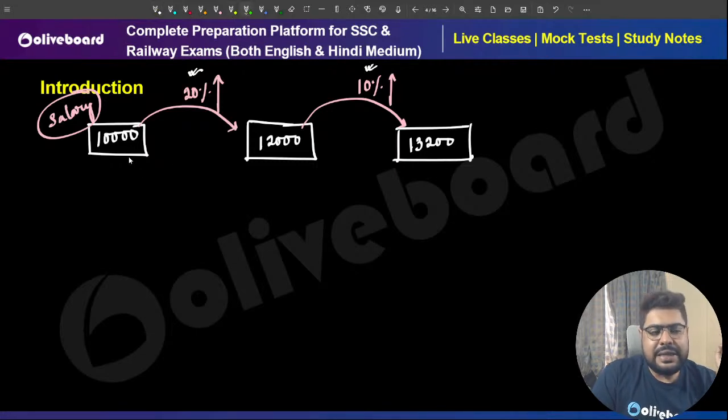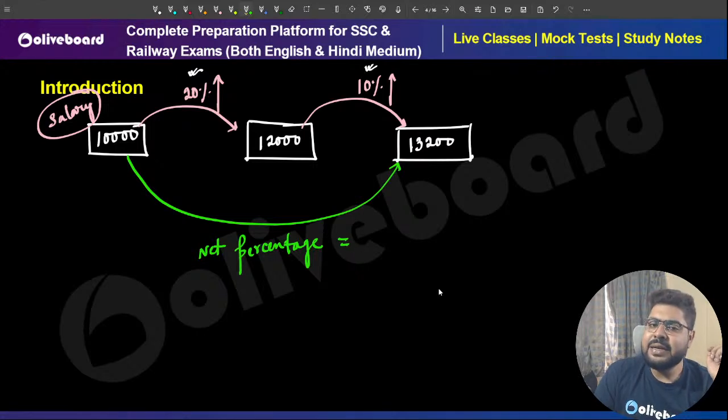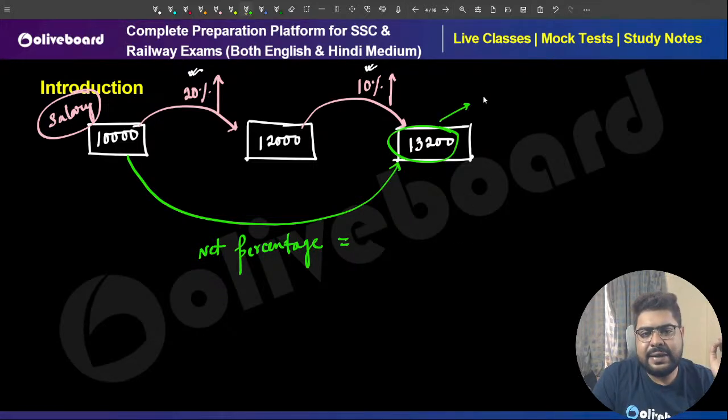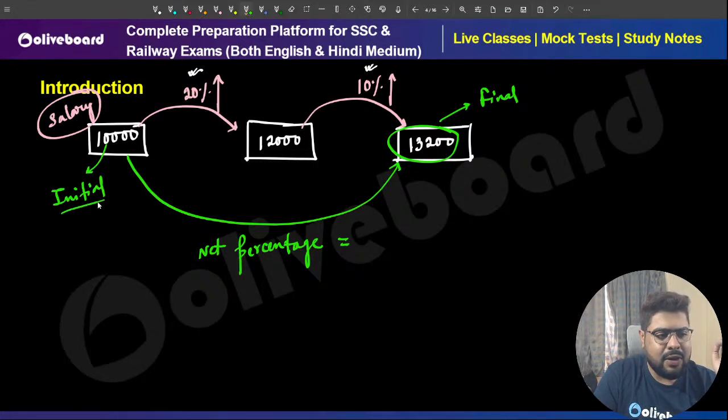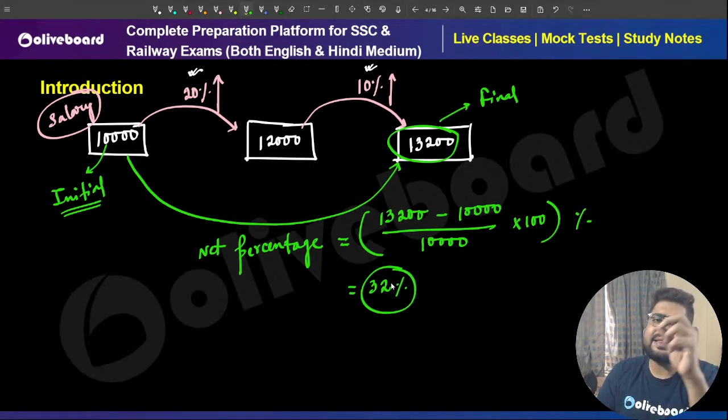Now if I ask, what is the net percentage change in my salary? This is your final salary after all the increments, and this is your initial salary before all these increments started. So net percentage change will be final minus initial divided by always the initial, and for percentage, fraction to percentage is multiplication by 100. If you do that, it is 32%. Very clearly, 32%.